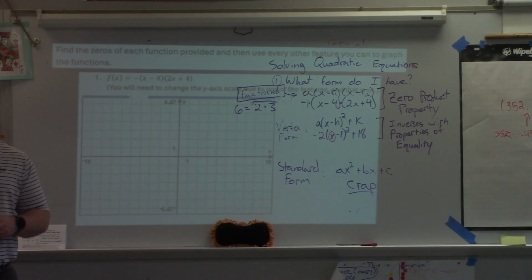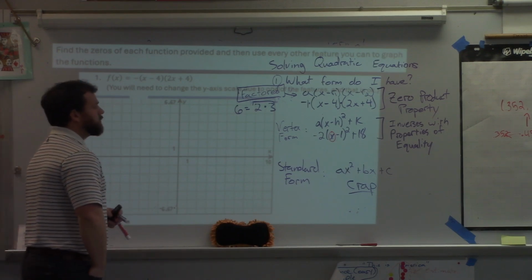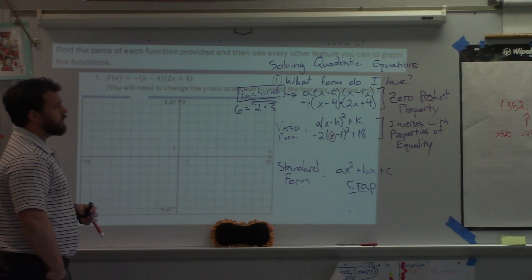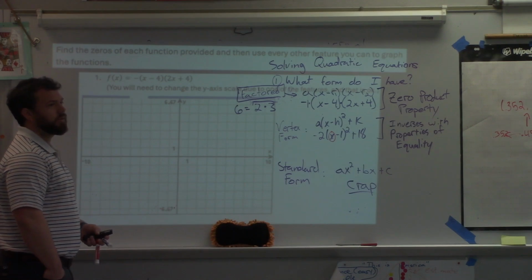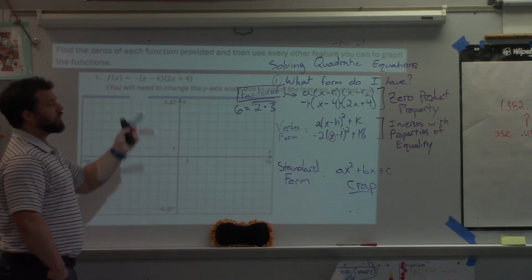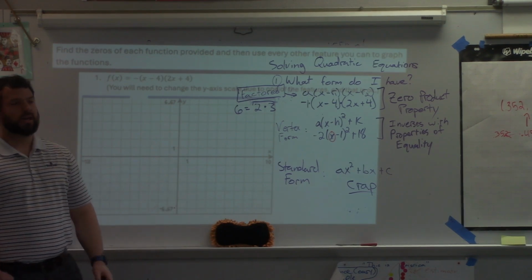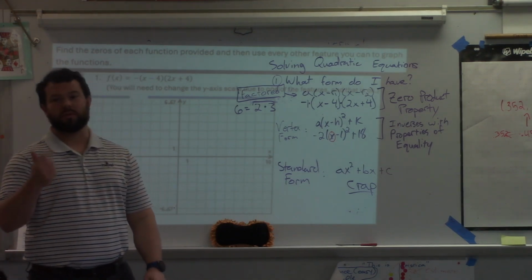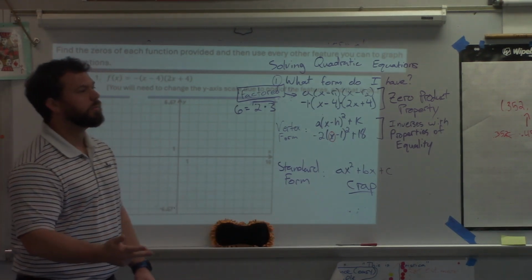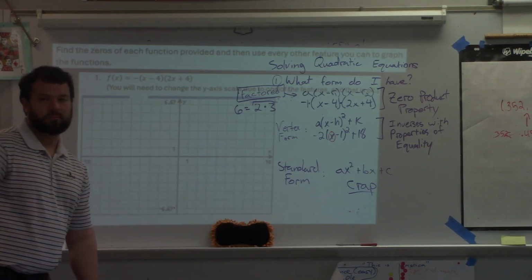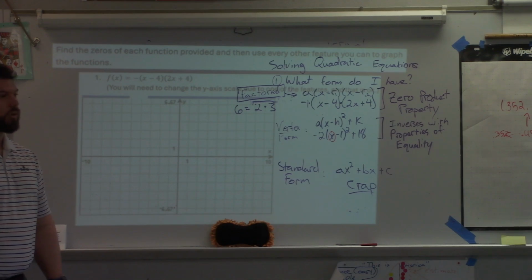I don't feel like guessing and checking. But that's why we can factor, that's why we can create vertex form, and you're going to learn one more strategy today. The first question you have to ask is, what form do I have? That form informs you of what strategies you should take. If you do not take the time to say, this is factored form, or this is vertex form, or this is standard form, you don't know where to go from there.